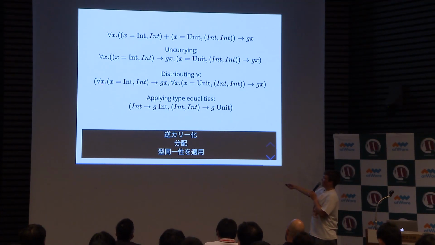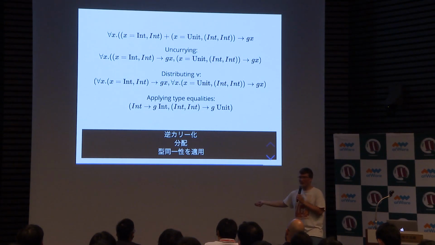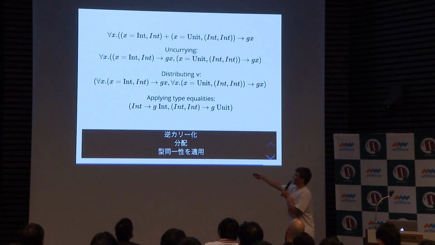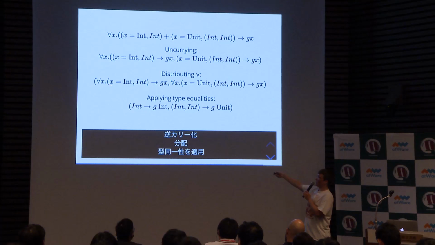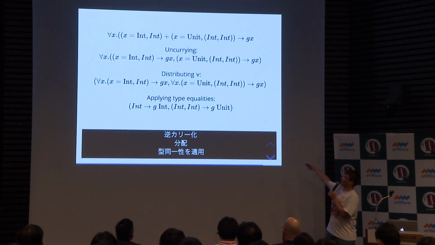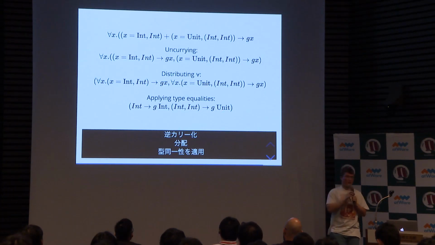Now, if we have for all x, a function that takes any type x, but also it proves that x is int, it's basically a function that takes an int, right? Because the only things that you can actually pass in is an int, because you also have to pass a proof in. So that allows us to remove this universal quantification, and we just end up with a function going from int to g of int. And the second subtype is transformed into a function that takes two ints, and x is fixed to unit, so it returns a g of unit.